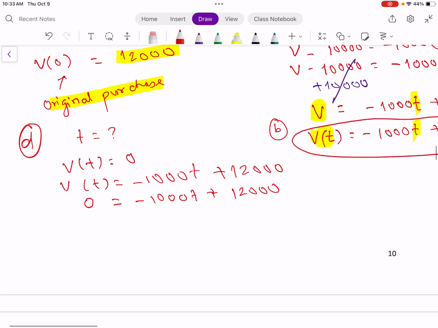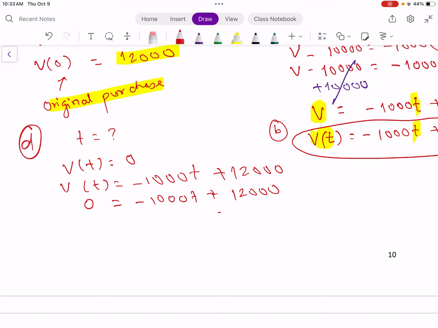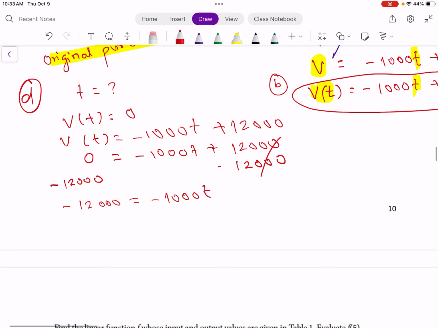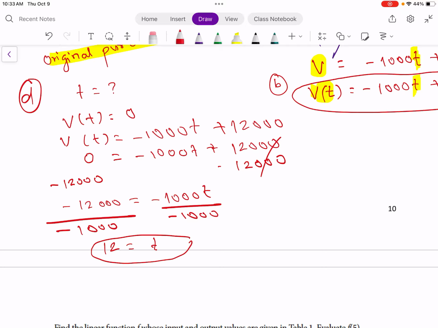So let's solve this equation. We subtract 12,000 on both sides. So negative 12,000 equals negative 1000 T. Divide both sides by negative 1000. And this is 12 equals T. So after 12 years of its purchase, the value of the printer will be $0. Okay, that's what it tells from our linear function.